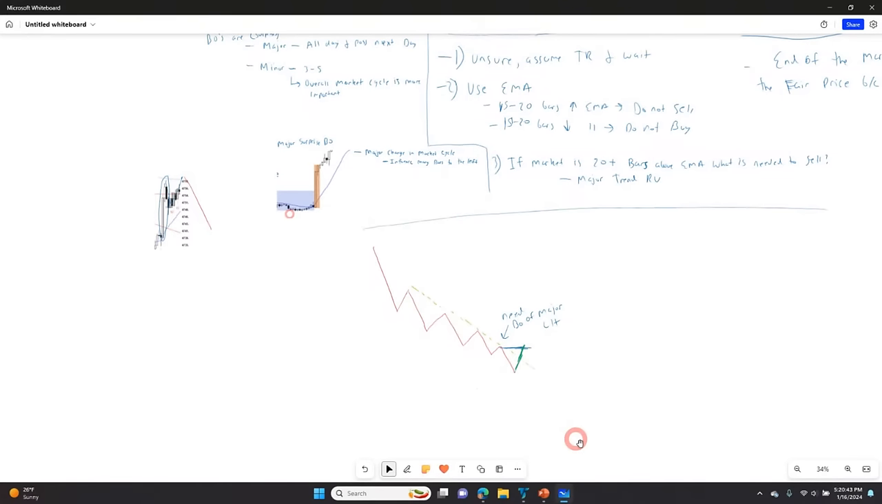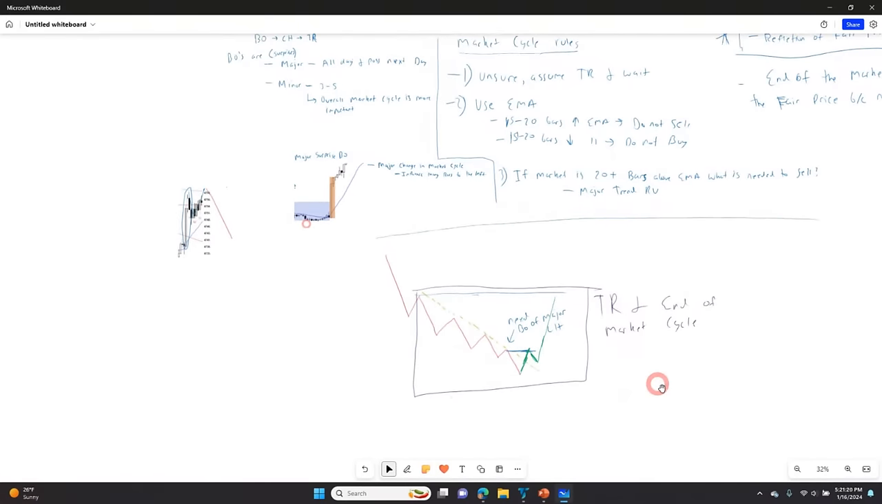And then it pulls back and gets a second leg up. And eventually, test all the way back up here to the top of the channel. And then after that happens, this whole thing from here to here is now the new trading range and the end of the market cycle.